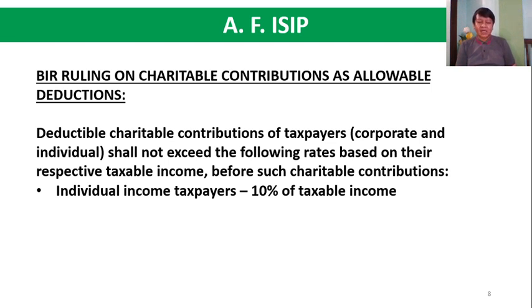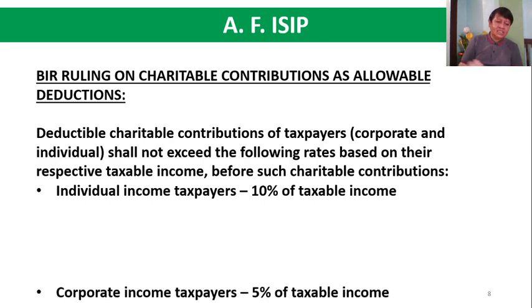In my example a while ago, if you have a taxable net income of 1,600,000 multiplied by 10%, the limit of your allowable deduction for this charitable contributions is only 160,000 pesos, not 300,000 pesos. I think that is very clear. This is the first limitation for individual income taxpayers.